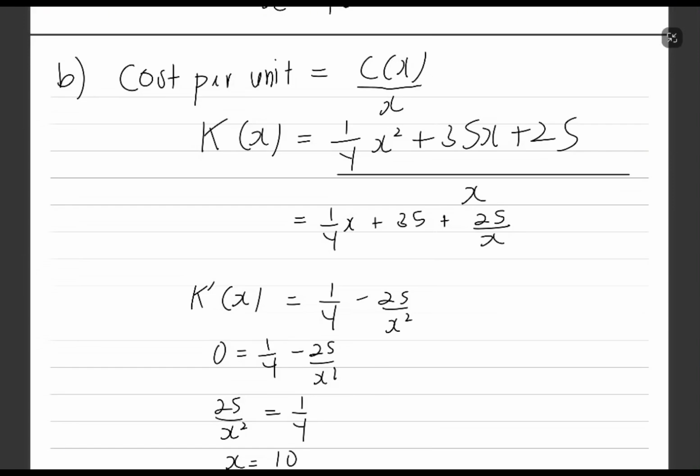So the total cost of producing x radio sets per day is given by C(x) equal to 1/4 x squared plus 35x plus 25. So we conclude that the cost per set, average cost, is obtained by dividing the total cost by the number of units produced. So we conclude K(x) is equal to C(x) over x. After that, we just derive it. So the answer we get is 1/4 x plus 35 plus 25 over x.